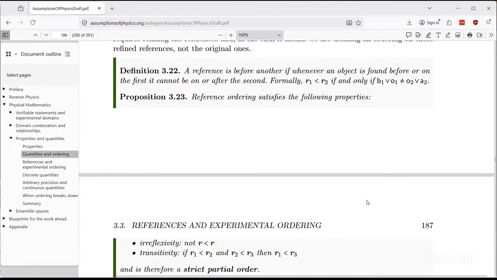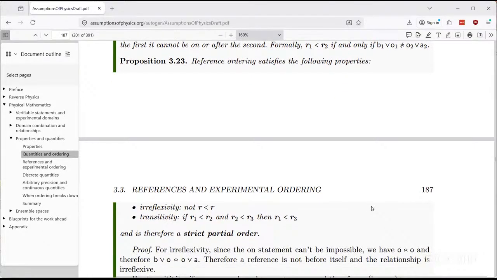Definition 3.22. A reference is before another if whenever an object is found before or on the first, it cannot be on or after the second. Formally, R1 is lower than R2 if and only if B1 or O1 is incompatible with O2 or A2.